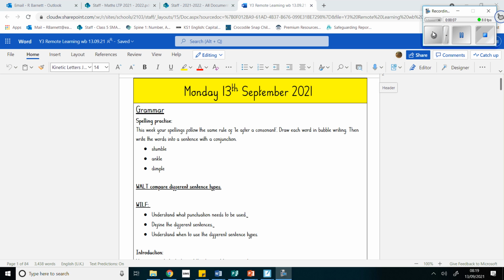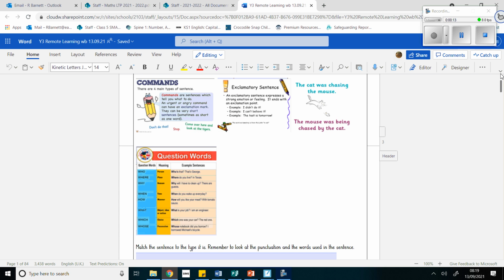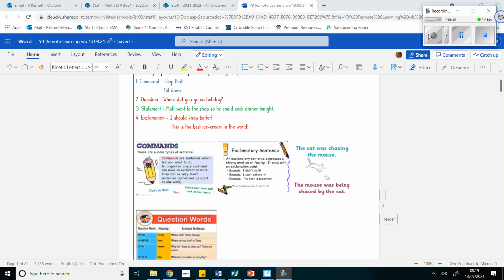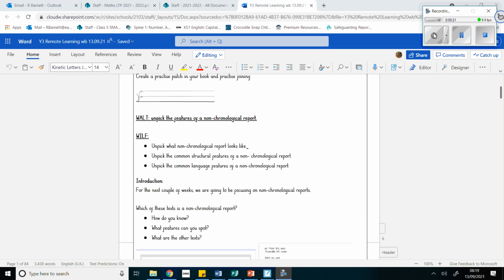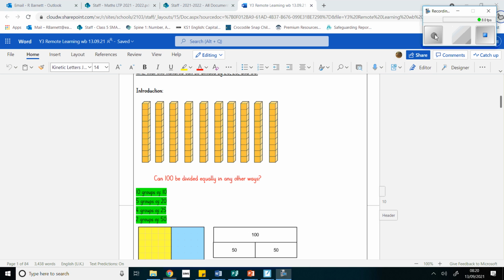For today's lesson, your grammar, you're going to be comparing different sentence types. So you're looking at exclamations, commands, statements, and questions. For your English this week, we're looking at non-chronological reports. So for today, we're starting off by looking at the features and unpicking what they are so we can put them into our own writing.